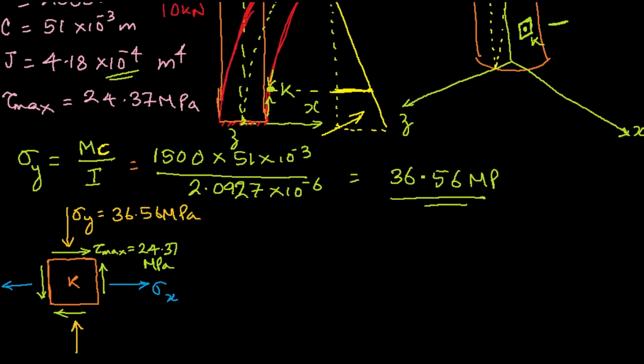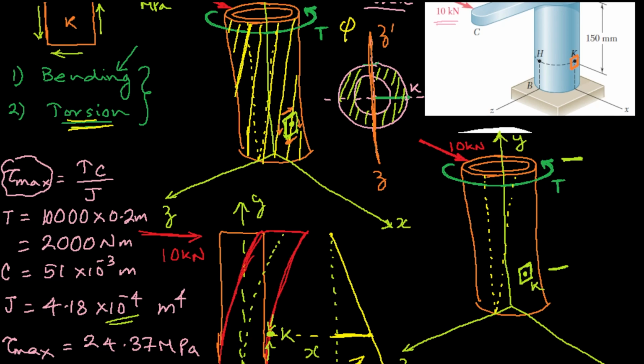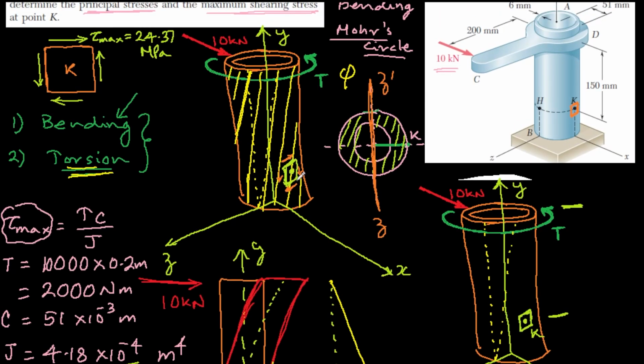Now if you think about sigma x, it's 0. Why is it 0? See, there are no forces which are coming from the bending on these surfaces. Fine, so that's clear.